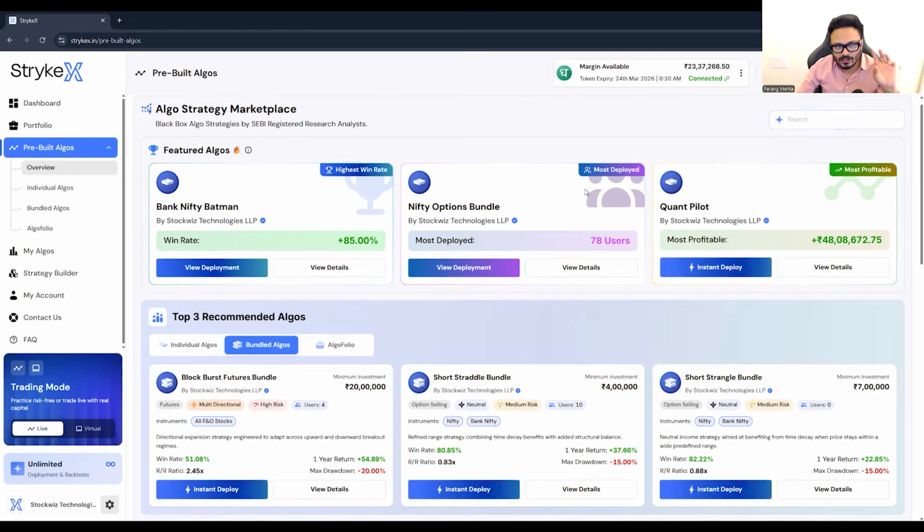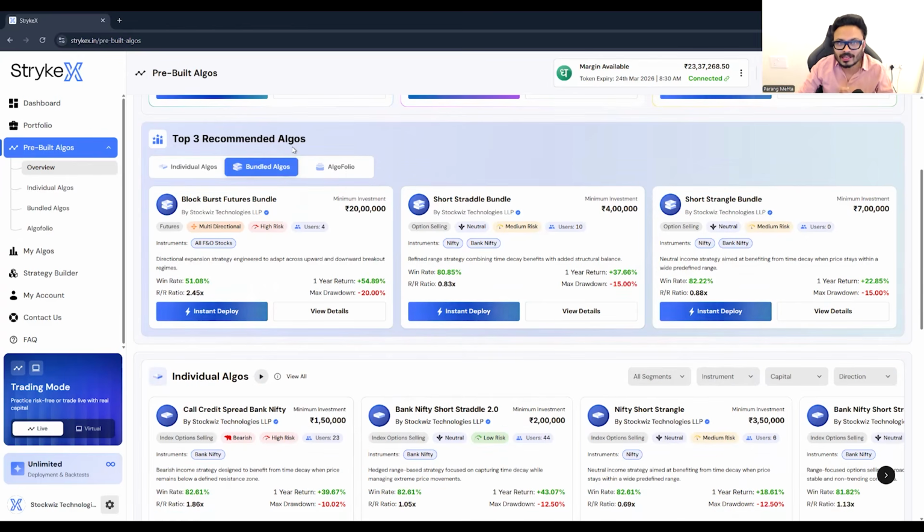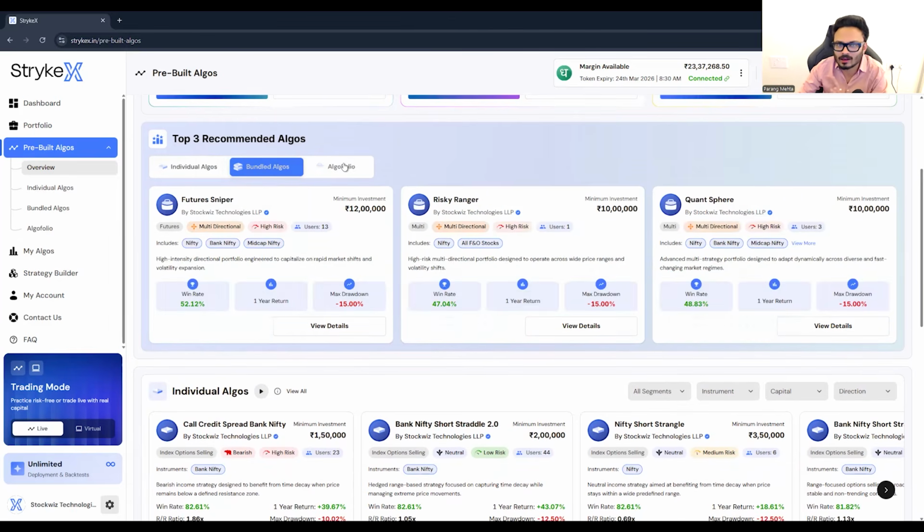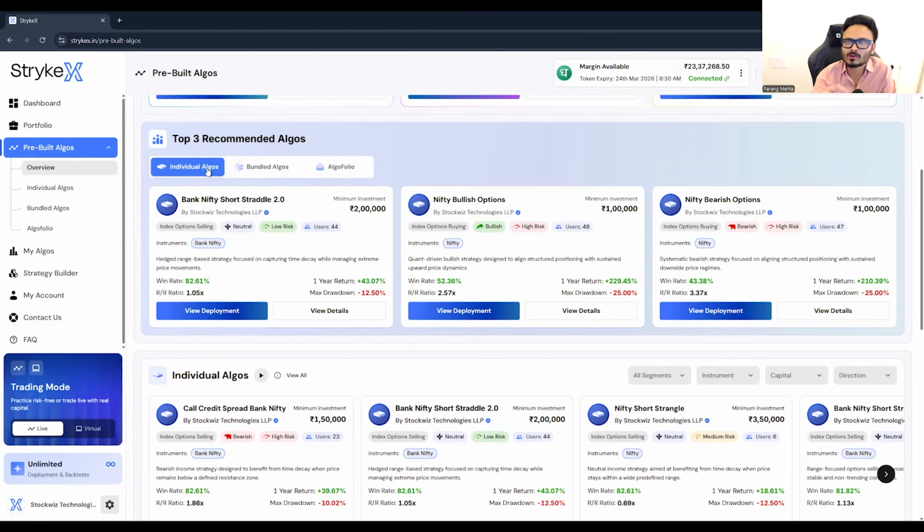When you scroll down, you will see top 3 recommended algos, and you will see 3 categories: individual algos, bundled algos, and algo folios. Individual algos are specific algos which are very individual in nature, such as just trading the bullish side of Nifty, just trading the bearish side of Nifty, or just buying futures on the index on the long side. Those are individual algos.